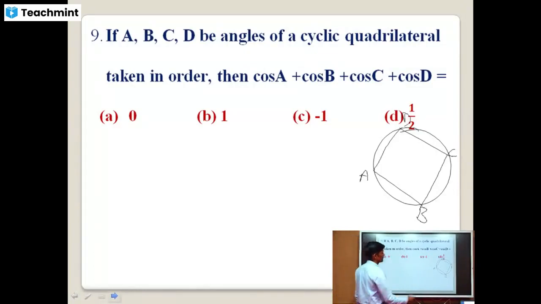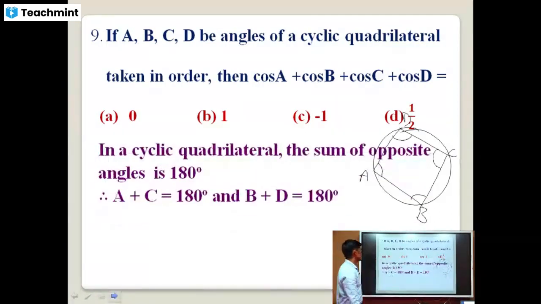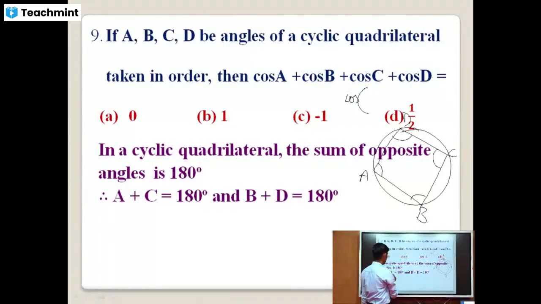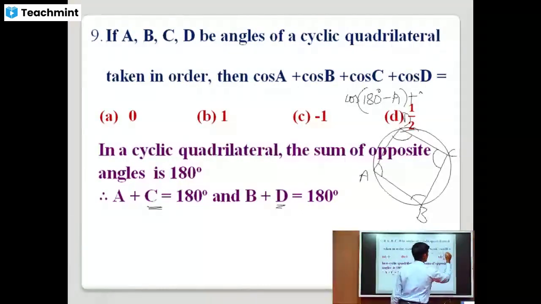We know that in a cyclic quadrilateral, the sum of the opposite angles, that is A plus C, is equal to 180 degrees, and angle B plus angle D is also 180 degrees. So the sum of opposite angles is 180 degrees. Therefore, A plus C is equal to 180, so C is equal to 180 degrees minus A. And D is equal to 180 degrees minus B.